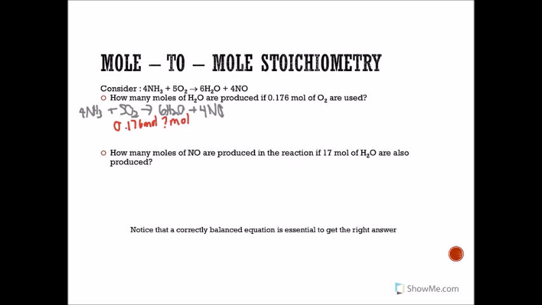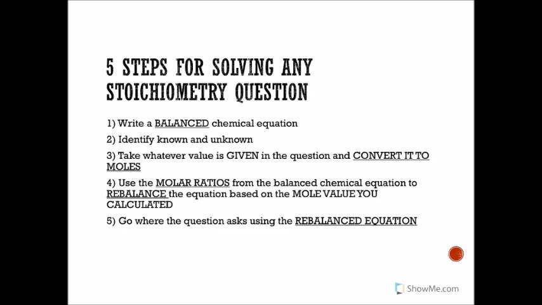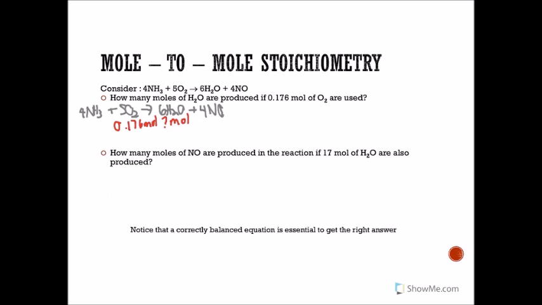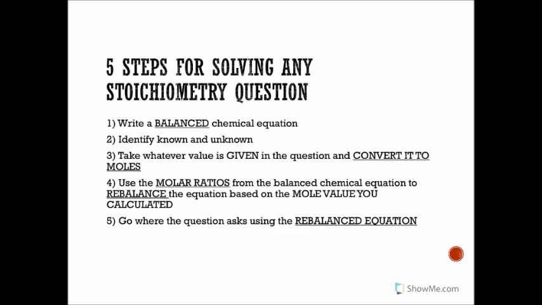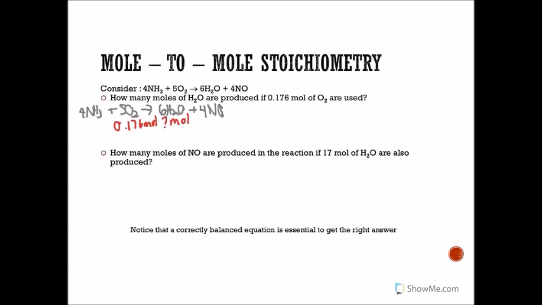Now I've written what I know and don't know, and then I take whatever's given in the question and convert it to moles, which we were given: 0.176 moles. It's already converted to moles. We can skip that one. And it says use the molar ratios from the balanced chemical equation to rebalance the equation based on the mole value. So now we need to use our molar ratios.